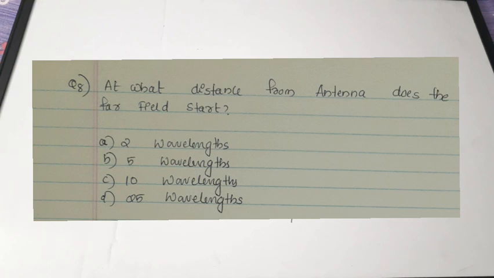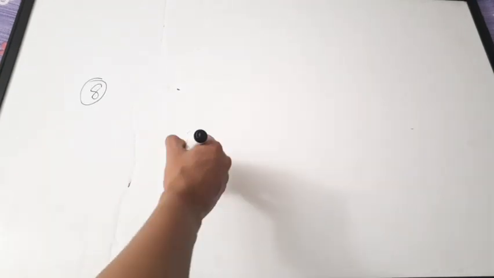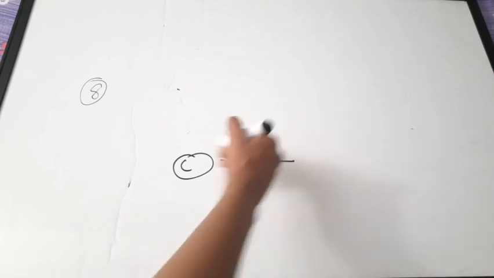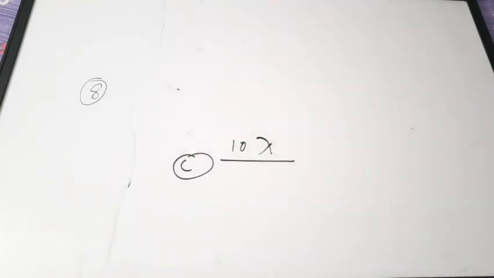At what distance from antenna does the far field start? So there is near field and far field for antenna. What is the distance at which the far field starts? A 2 wavelength, B 5 wavelength, C 10 wavelength, D 25 wavelength. Correct answer is option C. At a distance of 10 wavelength or 10 lambda, the far field of antenna starts. Okay, correct answer is option C.